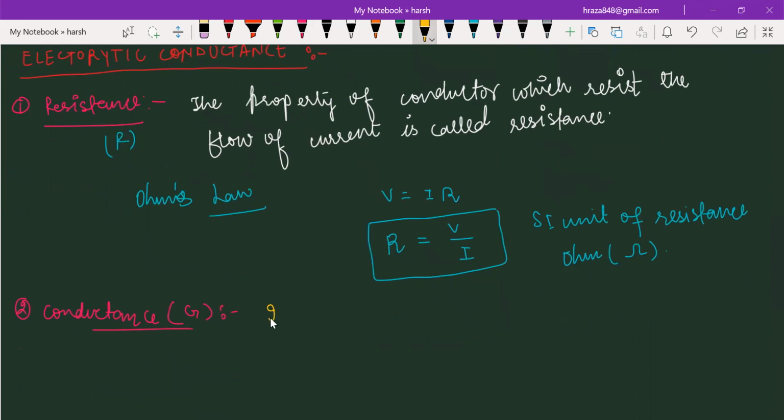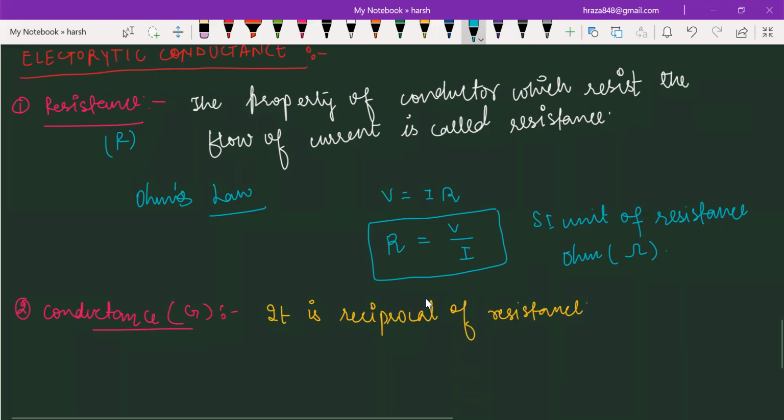So we can write, we define it as the reciprocal of resistance. And do you know the formula from this statement? We can write a mathematical equation: G is equal to 1 by R. Now can you tell me about the unit?